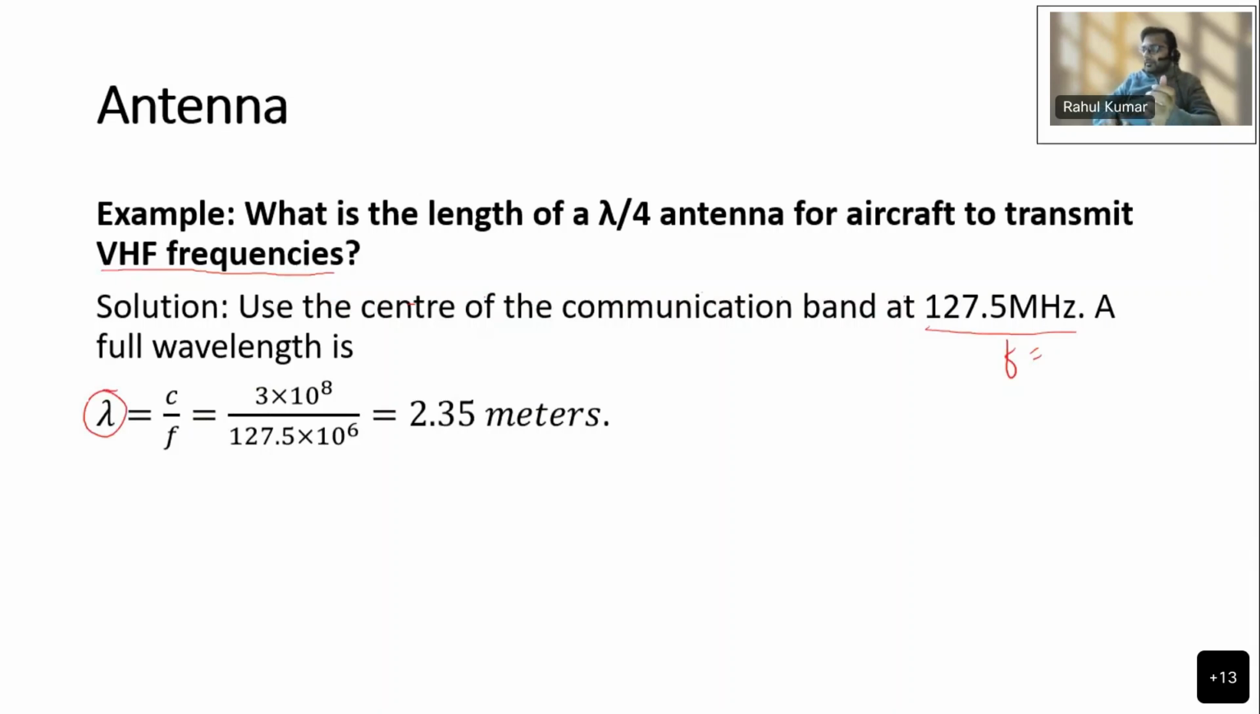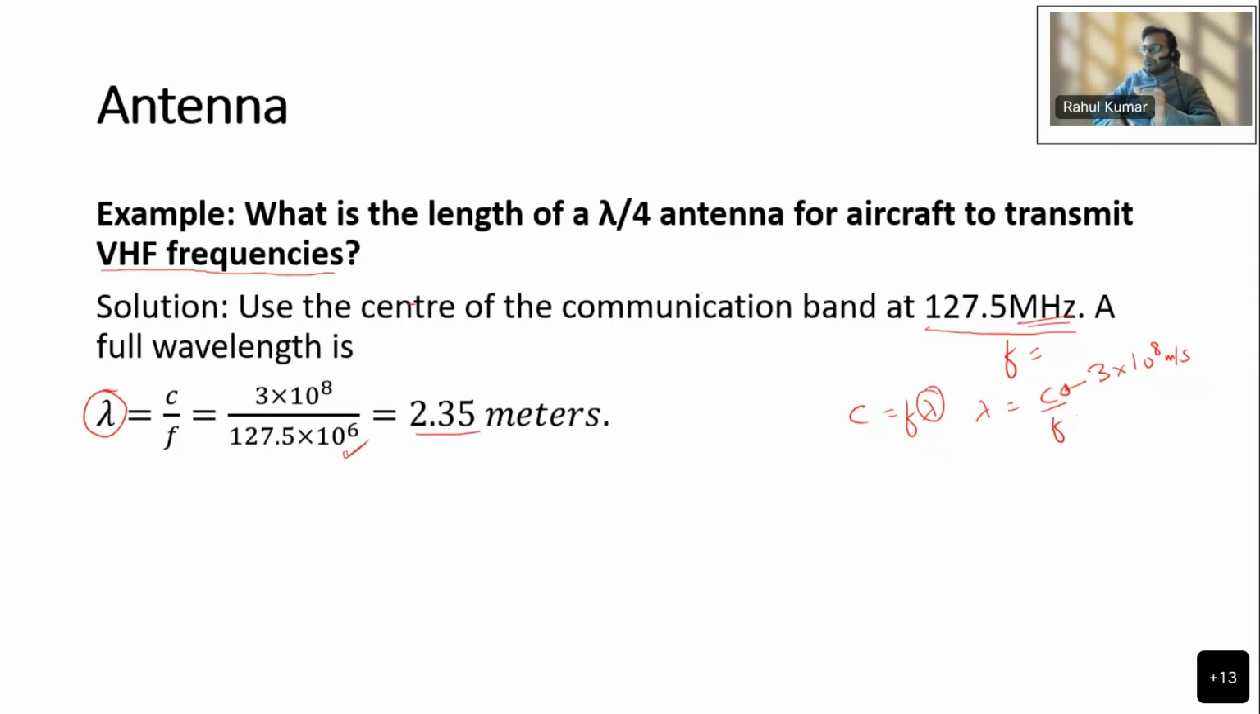Using the formula C is equal to F lambda, you can calculate lambda. So lambda will be C divided by F. C is the speed of light, 3 multiplied by 10 to the power 8 meters per second, right? And this frequency is in megahertz, so don't forget to convert the units. Using this formula, the wavelength comes out to be 2.35 meters.